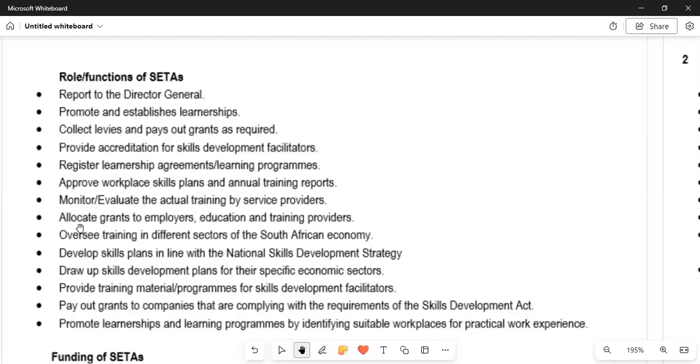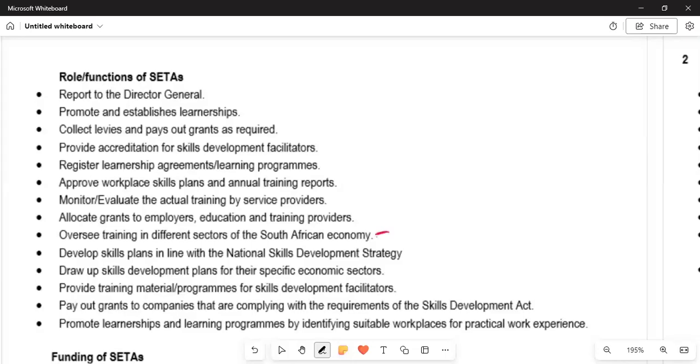Also, SETAs allocate grants to employers, education and training providers. The grants that you have talked about, for you to qualify to get a grant, it is only whereby you have paid what? The 1% that you have talked about, that is paid by whom? By the employers. So who's going to allocate those grants? The SETA, to those training providers. They oversee training in different sectors in South Africa and the African economy. So they are the ones who oversee the training in different sectors.